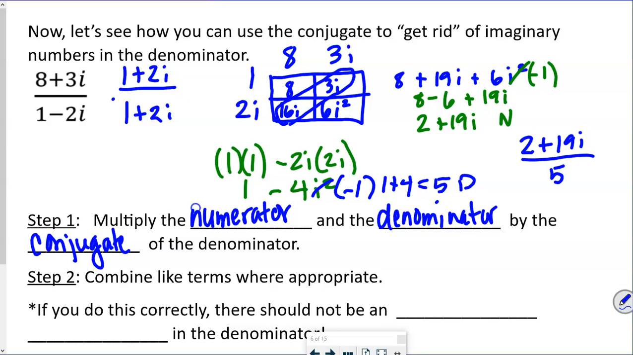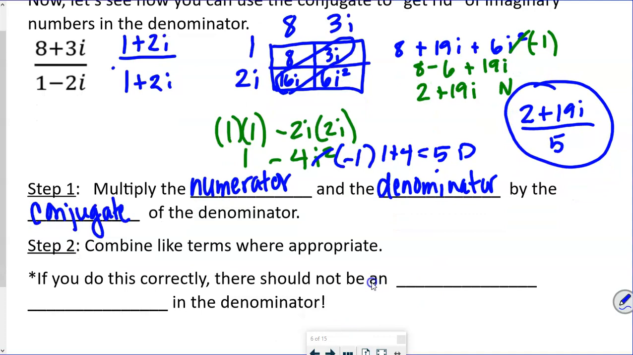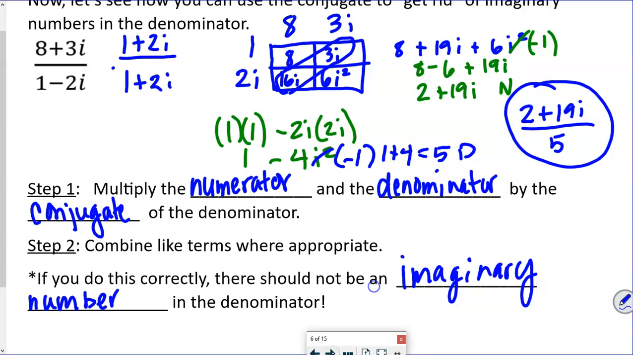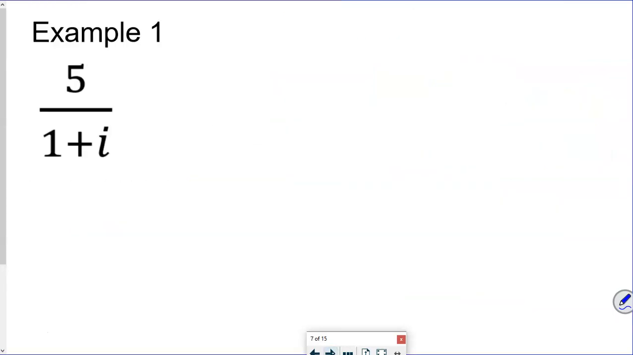So we said combine like terms where appropriate. That's what we did. This was our answer, y'all, right there, okay? So if you do this correctly, there should not be an imaginary number in the denominator. And if you still have an imaginary number in the denominator, then you know you did something wrong, okay? Because we're trying to get a real number in the denominator. All right, so let's do a couple more of these.